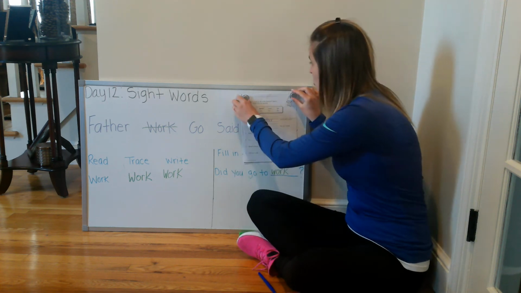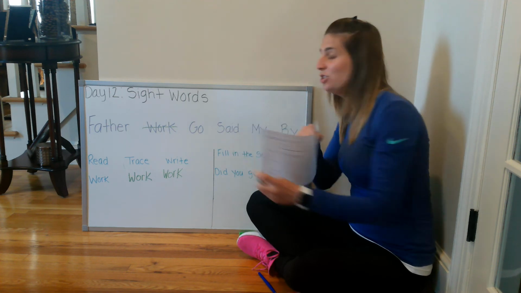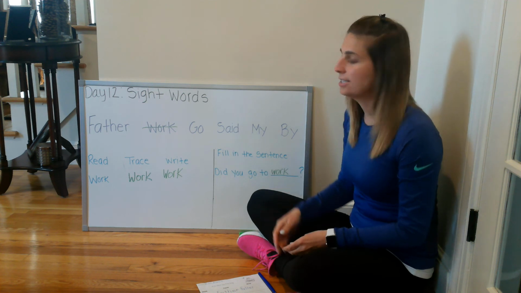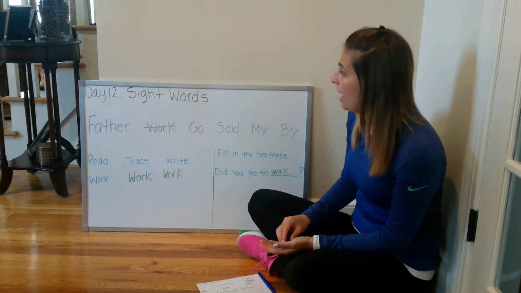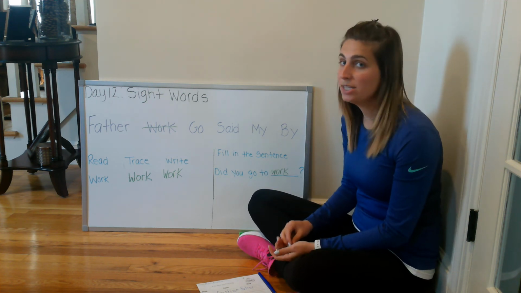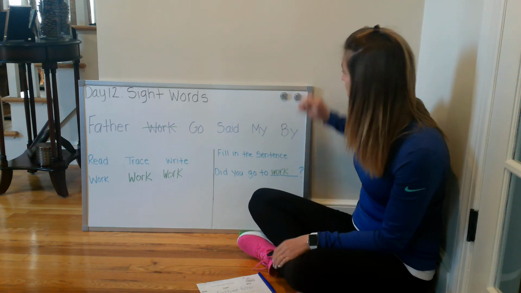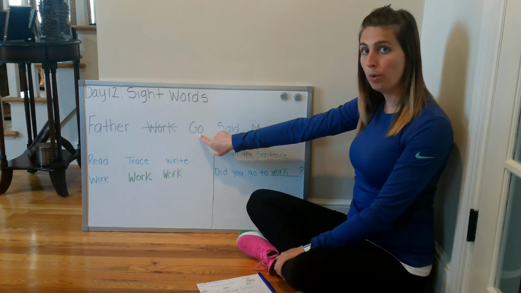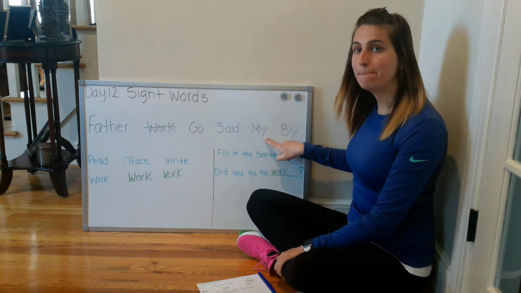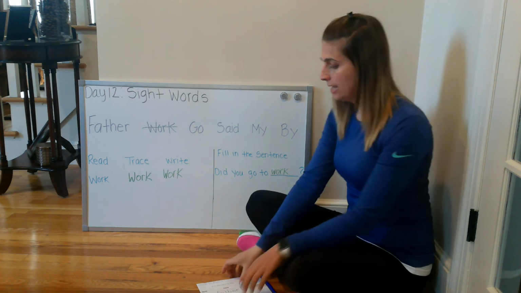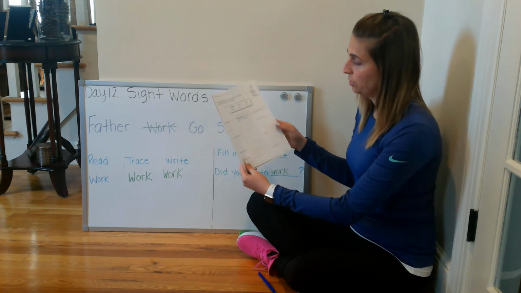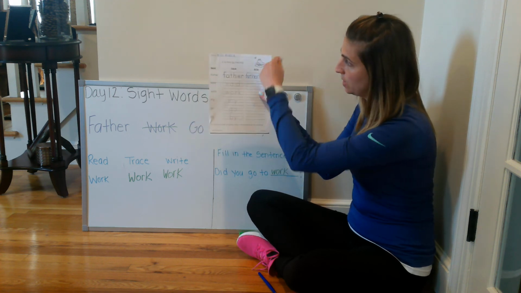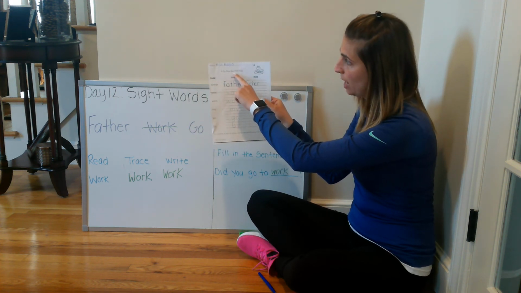But before I send you off to complete the rest of the worksheet on your own, let's first say our 6 sight words together again. As I say them, you can repeat back or you can say them with me. Here we go. Father, work, go, said, my, and by. Now it's going to be your turn. Remember, the first part is you're going to, on the beginning page, a fly flew by the frog.